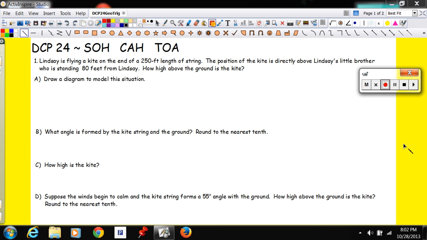Hey guys, here's a little help for DCP24. It says Lindsay's flying a kite at the end of a 250-foot length of string. The position of the kite is directly above Lindsay's little brother, who is standing 80 feet from Lindsay. How high is the kite? Or how high above the ground is the kite?